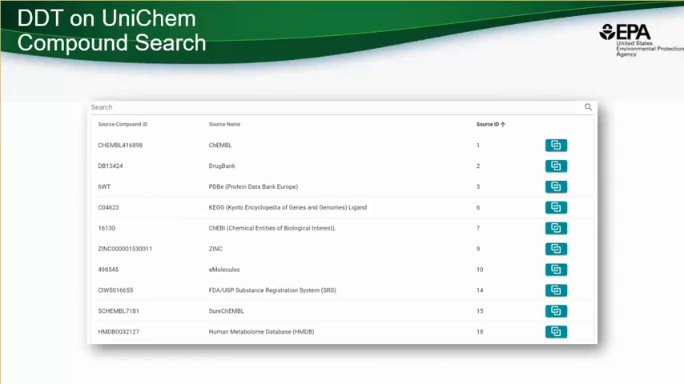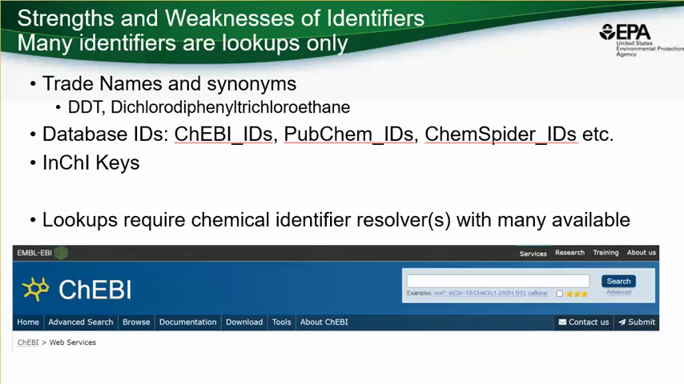So InChIKeys are very enabling. The challenge we have with other identifiers, and many are simply lookups, just like the InChIKey. Think about trade names and synonyms. These are simple descriptors of a chemical, DDT, dichlorophenyl trichloroethane. These are simple names or abbreviations that you can search on, but they're not systematic. They cannot be converted. They have to be looked up.